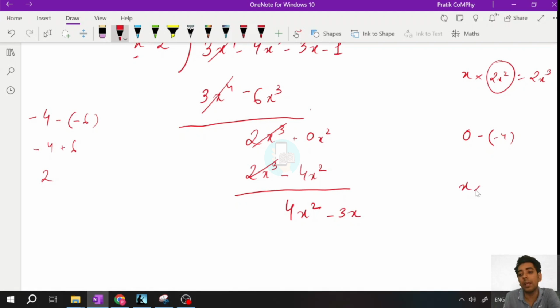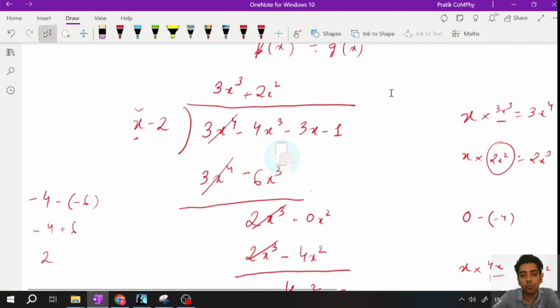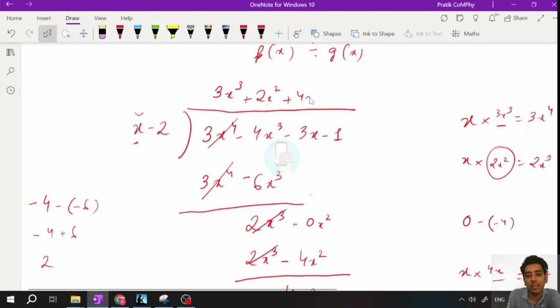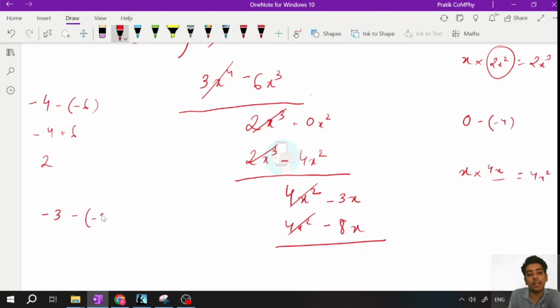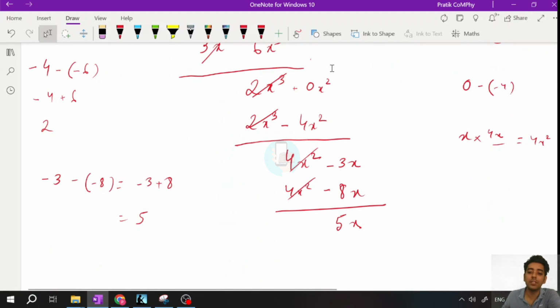Now what will I multiply with x to get 4x square? A simple 4x. So again, in place of the question mark you will write plus 4x. Now 4x will not be multiplied with x only. 4x would be multiplying with x to give you 4x square, and 4x would be getting multiplied with minus 2 to give you a minus 8x. So 4x square, and again the same way, minus 3 minus of minus 8, which is minus 3 plus 8, which is equal to plus 5. So 5x, right? And then the last term comes below, which is minus 1.